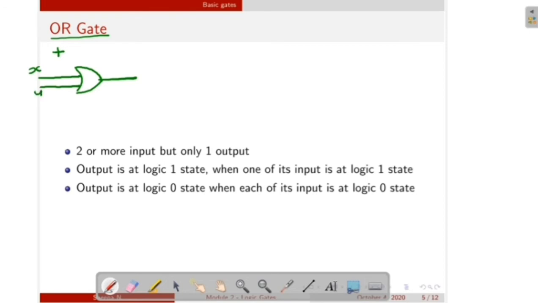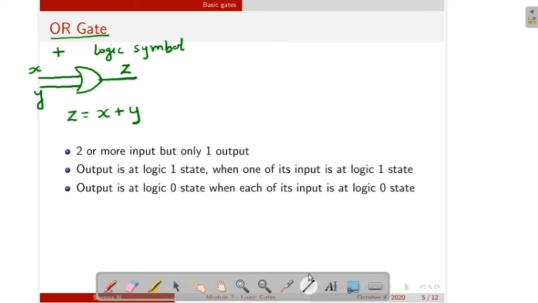X and Y are the inputs of the OR gate and Z is the output. We can write the expression as Z is equal to X or Y. So the output Z is equal to 1 when any one of the inputs is equal to 1. Output is equal to 0 if both inputs are 0. So this is the logic symbol.